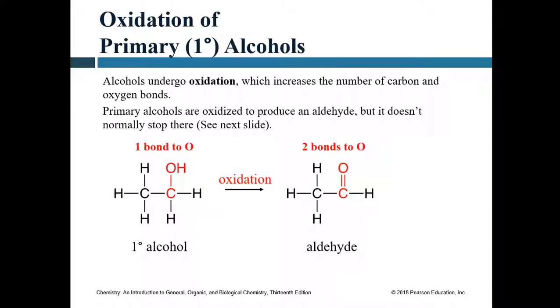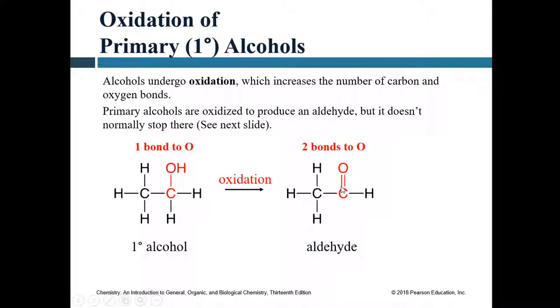Now then, oxidation of primary alcohols. Alcohols undergo oxidation, which increases the number of carbon and oxygen bonds. So here's a primary alcohol. Remember, back in another section you learned a primary alcohol is when the alcohol is attached to a carbon that's only attached to one other carbon chain. It is oxidized to produce an aldehyde.